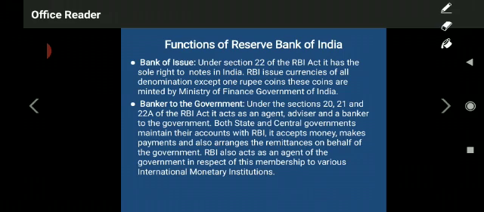Now coming to the most important aspect of this topic and the most important question for 6 marks or 4 marks in the examination, they may ask the functions of Reserve Bank of India. Very interesting, very important and contingent question. Functions of Reserve Bank of India. It acts in different ways, in different places.